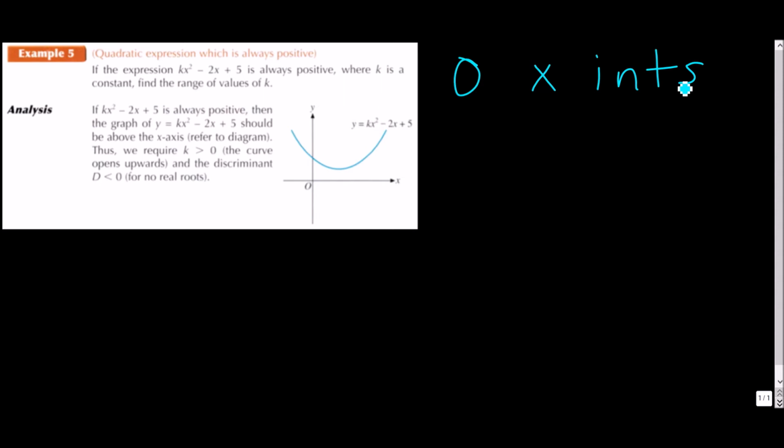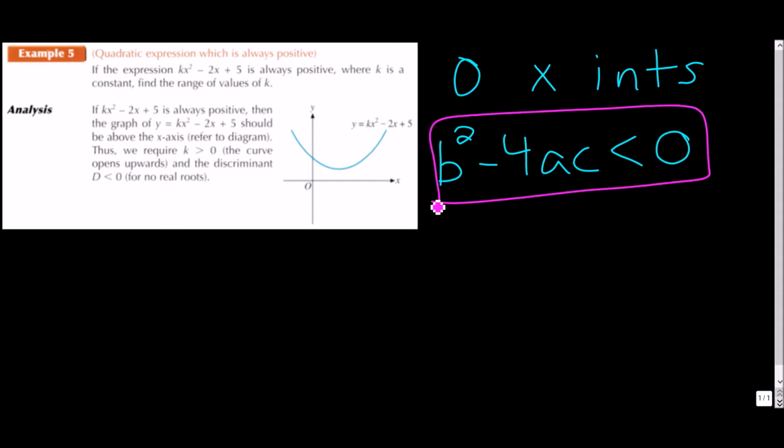Right? If it has 0 x-intercepts, we know that our discriminant can't be 0 or more, right? It has to be negative. So we know this implies that b squared minus 4ac is less than 0. We know that that is true. So what we need to do is use this as the scaffold for getting our answer.